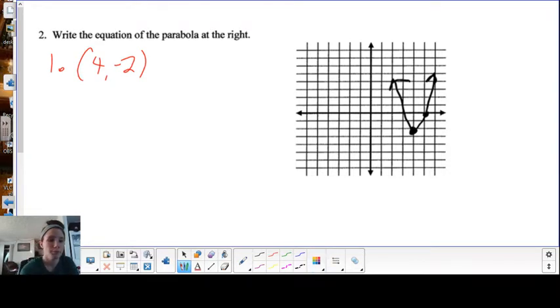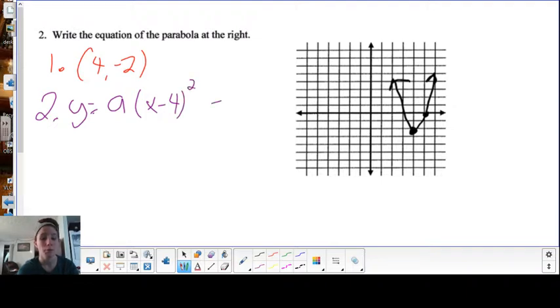Step number 2. Put in my h and k in my equation. So y is equal to a times x minus 4 quantity squared. Now it's going to be minus 2 because this is a negative. Step 3 is find another point. So 5, 0.